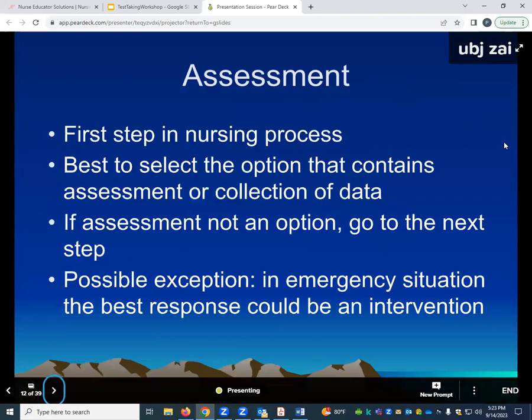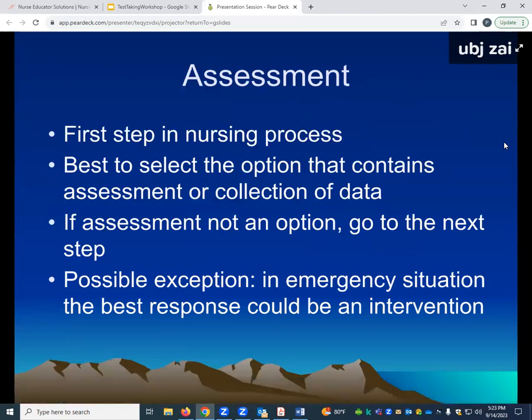Okay, prioritizing using assessment. First step in the nursing process, it is best to select the option that contains assessment or collection of data. So if there is an option to collect more data, gather more data, get more information, then pick that first in an NCLEX question, unless you have an emergency. And in an emergency situation, it may endanger the patient to take the time to gather more data, and you may need to jump in and do something.